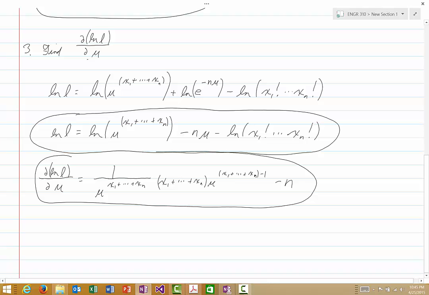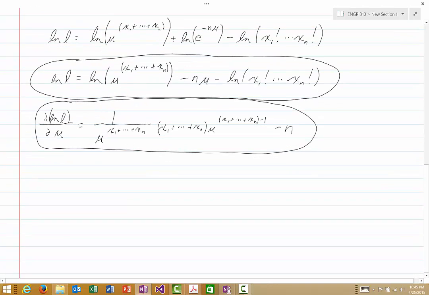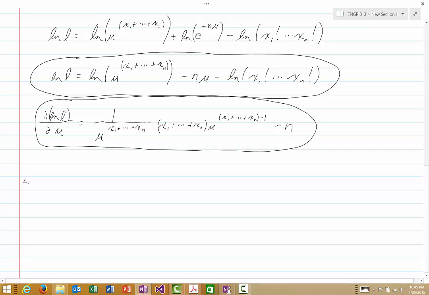This is the partial derivative of log L with respect to the parameter of interest, which in this case is mu. And now the final step of this process is to set that derivative equal to 0 to find mu hat. In other words, what we're saying here is that when mu is equal to mu hat, that's the choice of mu that will make this derivative expression equal to 0.